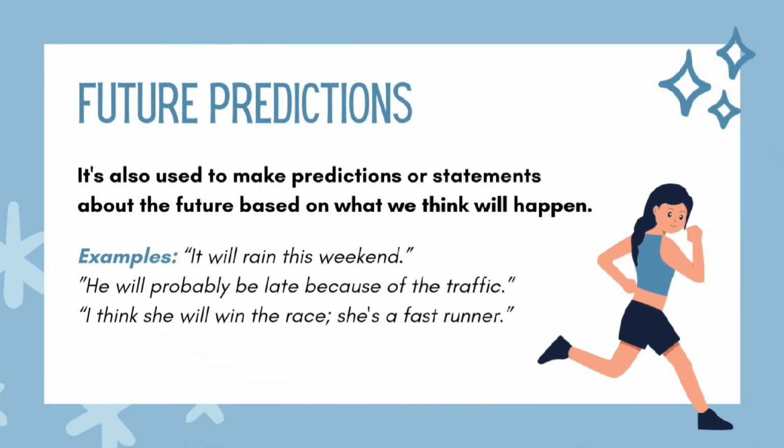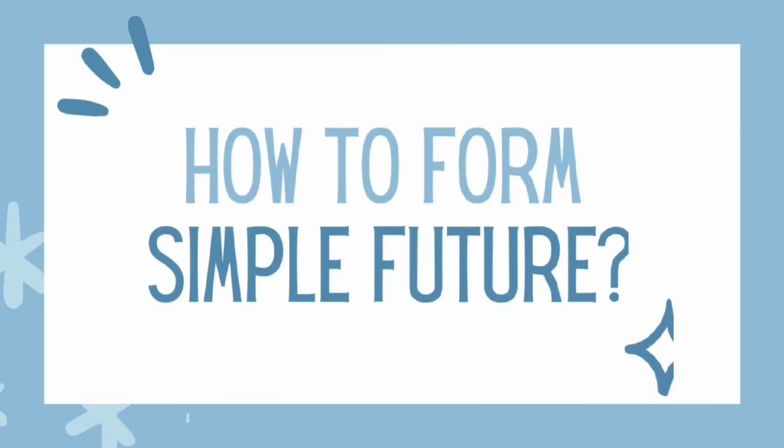Future predictions. It is also used to make predictions or statements about the future based on what we think will happen. Example: it will rain this weekend. He will probably be late because of the traffic. I think she will win the race. She is a fast runner.